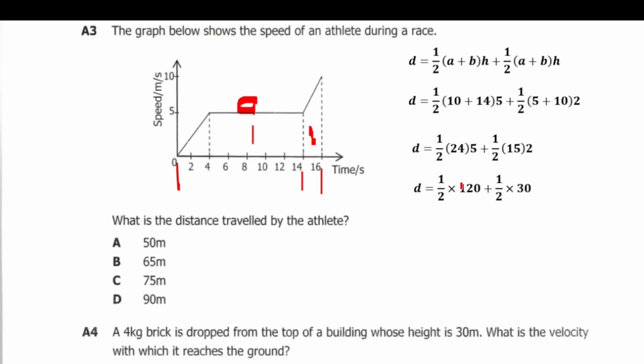So again, we are going to multiply half times 120, we'll get 60, and then half times 30 will get 15. Again, we are going to add 60 plus 15, we'll get 75 meters. So our answer is C.